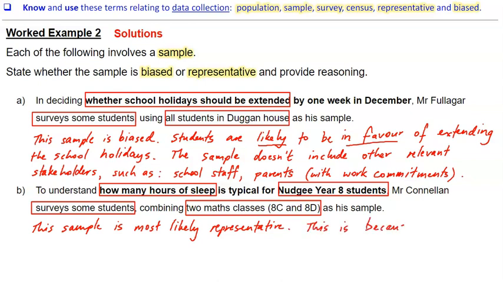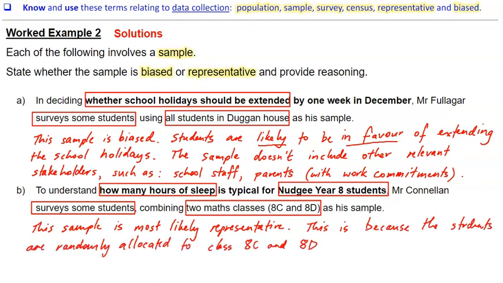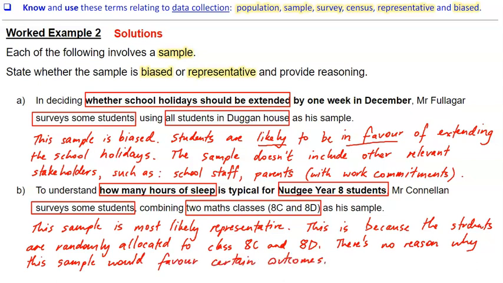And here's my reasoning. This is because the students are randomly allocated to math classes, and there's no reason why this sample would favour certain outcomes. So there's no obvious reason why the students in 8C and 8D specifically would have data on sleep patterns that are vastly different from the Year 8 population in any way. Thinking of all the other Year 8 classes, 8A, 8B and so on, I can't think of any reasons why students in 8C and 8D would favour any certain responses.